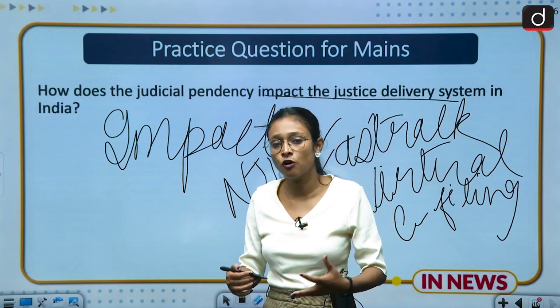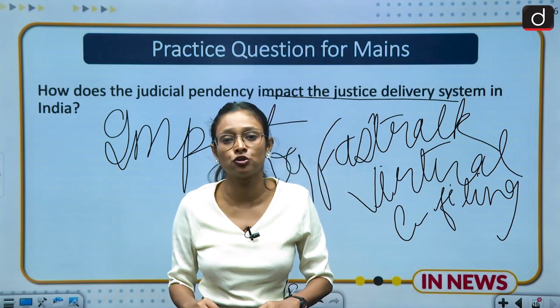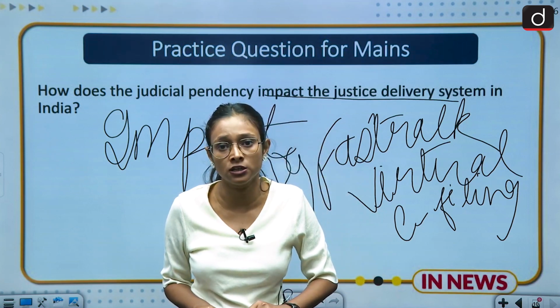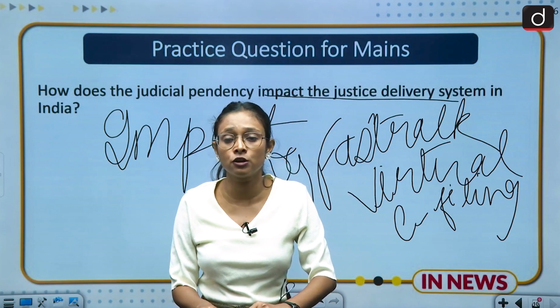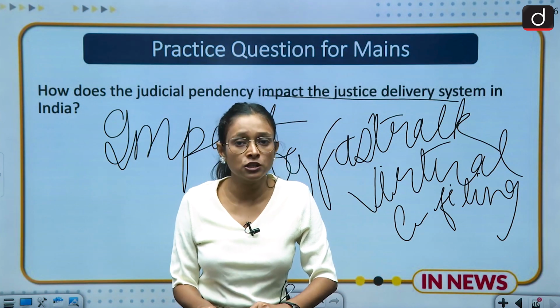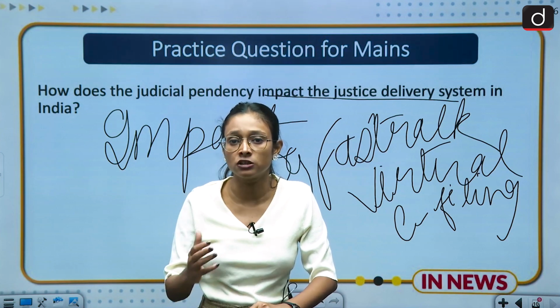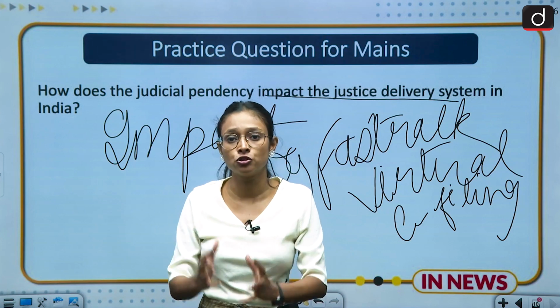So these are the way forward you can suggest in your answer, and in this way you can conclude your answer: we have a high number of cases registered in the Supreme Court, High Courts, and even at the lowest level. So it's high time that the Government of India and the whole judicial system think about this, and justice should be given on time. In this way you can conclude your answer.